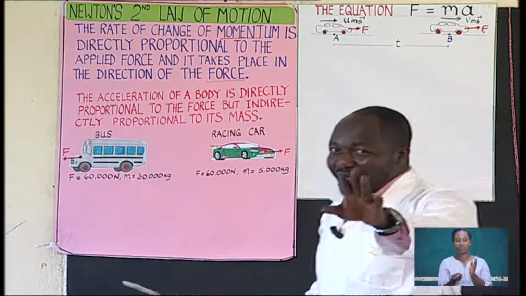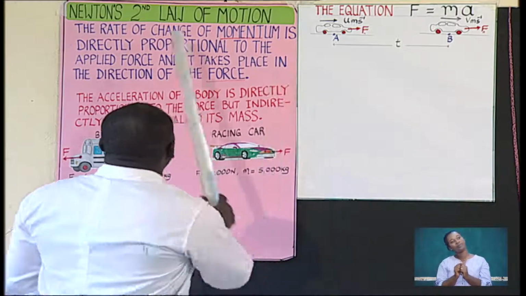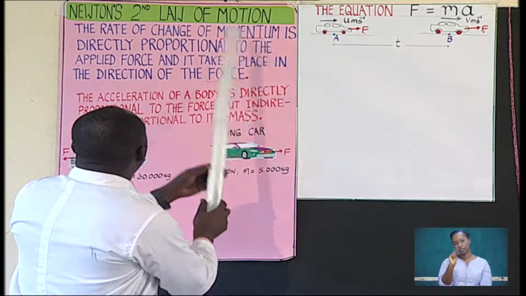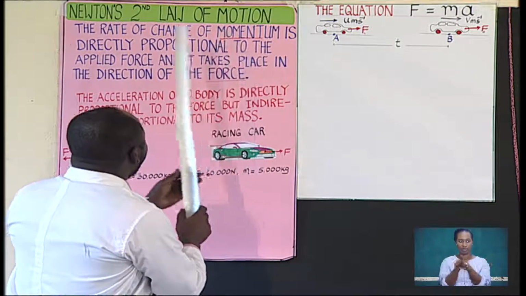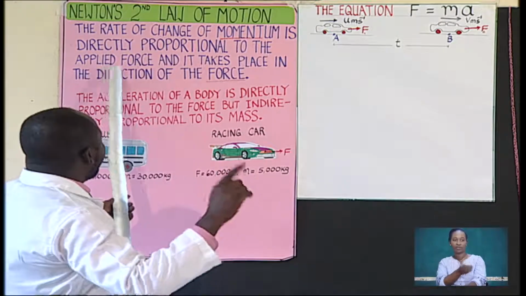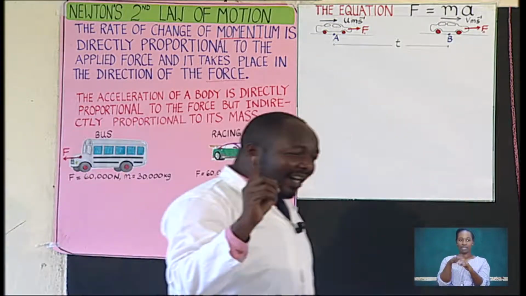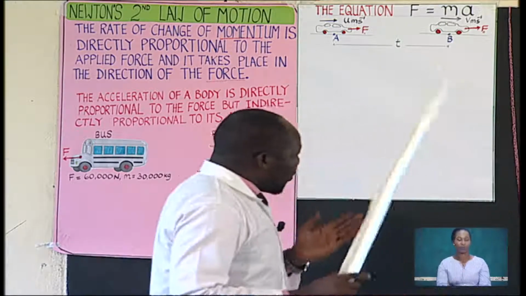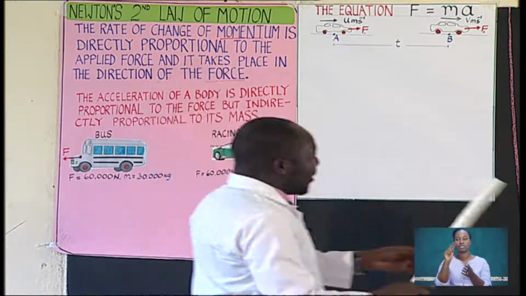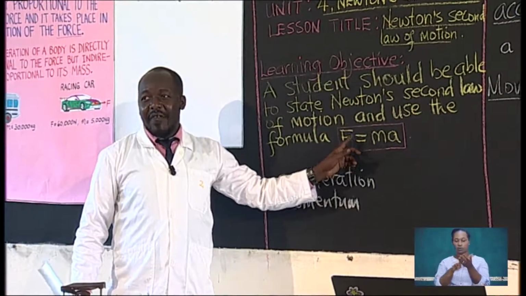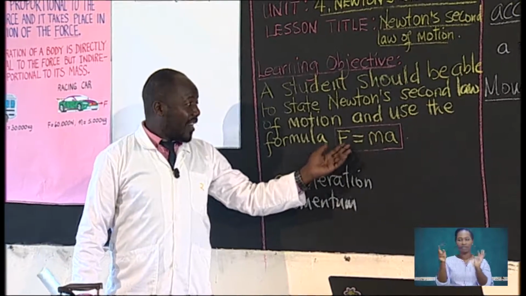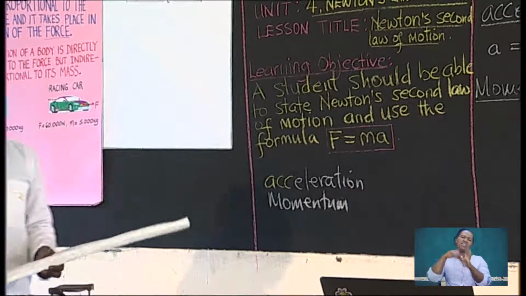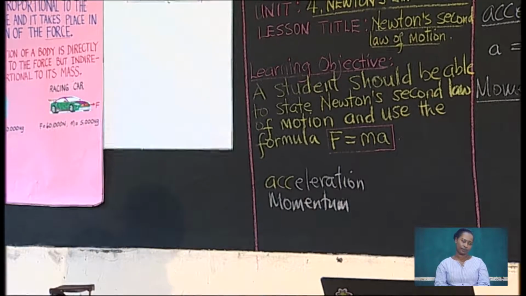We are going to read it one more time. The rate of change of momentum is directly proportional to the applied force, and it takes place in the direction of the force. That is what the second law says. And so we want to use this second law to derive this formula, F equals ma. We shall also tell what F, m, and a are. That's what we shall do. Okay, let's go ahead.